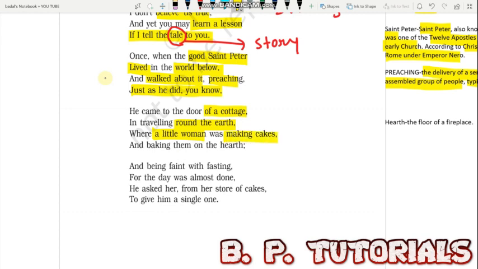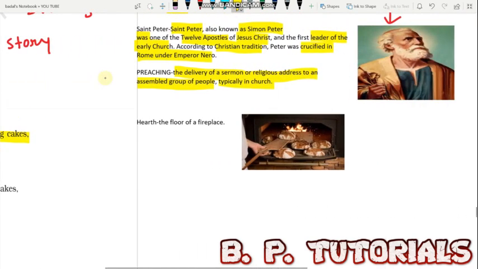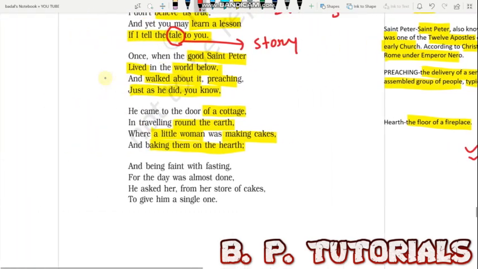In that particular cottage, there was a little woman, and the little woman was making cakes and baking them on the hearth. So the woman was doing what? She was making cakes and she was baking them on the hearth. What is a hearth? Hearth is called the floor of a fireplace. Actually, this floor of a fireplace is used for baking. You can see here in the picture the floor of a fireplace, which is used for baking cakes.